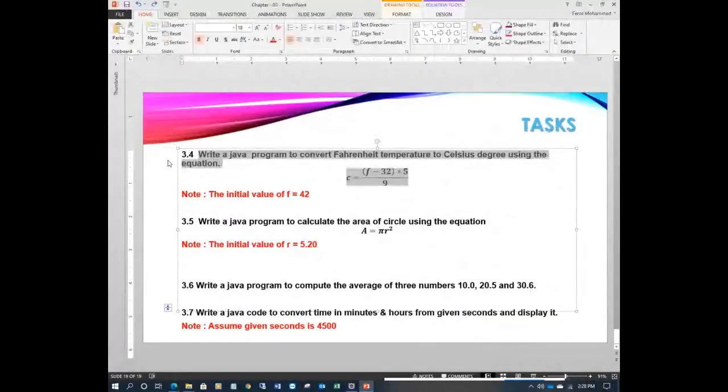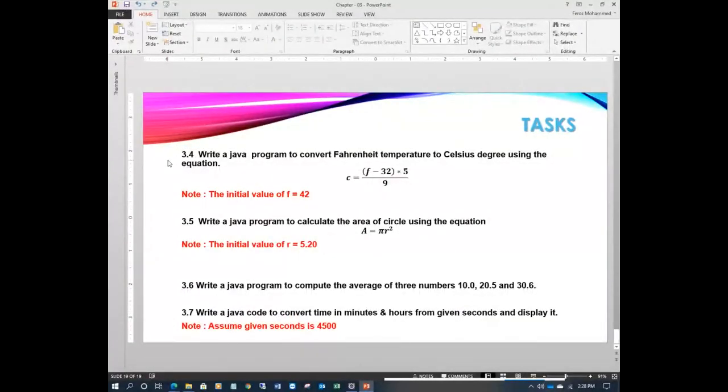Right here. So let's move to the task 3.4 program. Write a Java program to convert Fahrenheit temperature to Celsius degrees using the formula given here. C is equal to (F minus 32) multiplied by 5, whole divided by 9. So assuming the initial value is given for Fahrenheit, F is equal to 40.